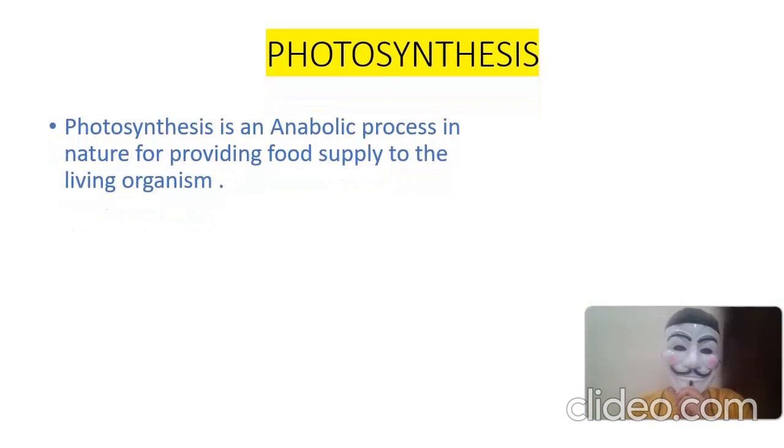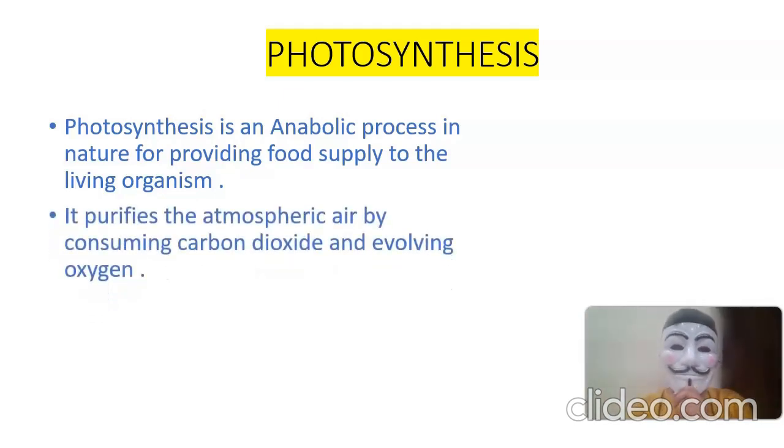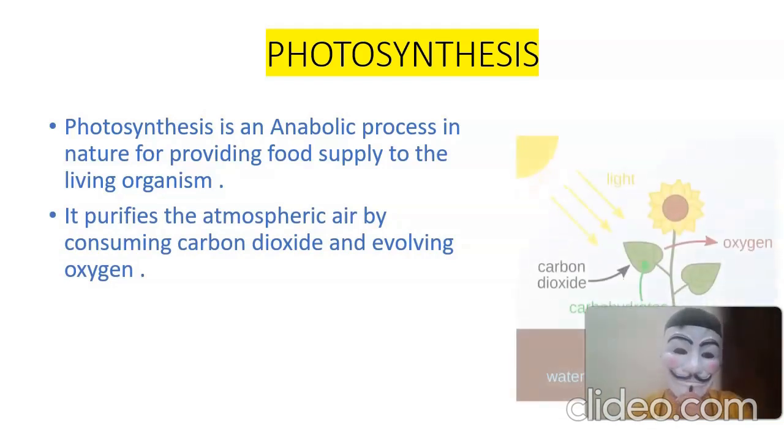Photosynthesis is an anabolic process in nature for providing food supply for the living organisms. We see it mostly in plants. It purifies the atmospheric air by consuming carbon dioxide and evolving oxygen. Evolving means releasing, okay? So it purifies the atmospheric air by consuming carbon dioxide and evolving oxygen.